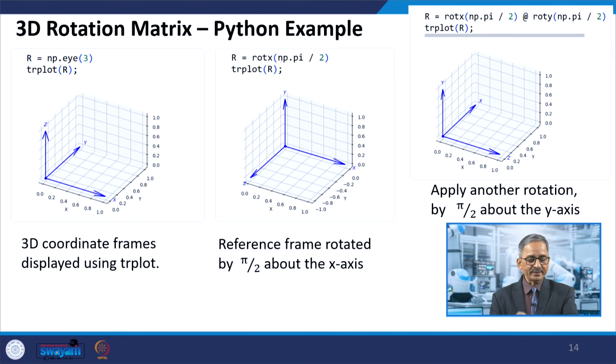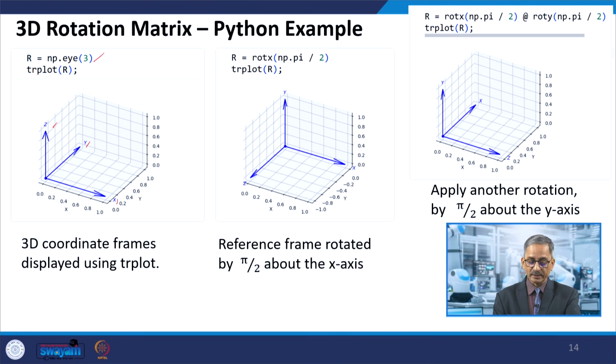Let us take a Python example for the 3D rotation matrix. Here I define the identity coordinate frame using numpy.eye. It is a 3 by 3 identity matrix. Using trplot I can display it, and this is my axes, say x, y, z. So this displays the 3D coordinate frame using trplot.